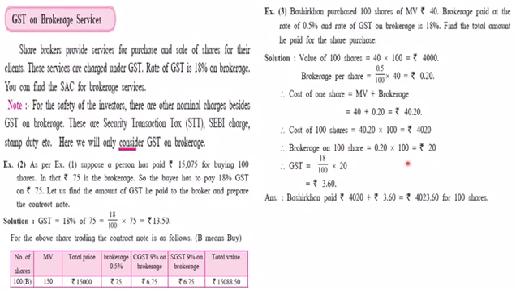Brokerage on 100 shares is brokerage on one share multiplied by 100. GST is 18% of that brokerage. So you have rupees 3.60. So how much did Bashir Khan pay? Rupees 4,020 plus rupees 3.60. So this is the total amount paid for 100 shares.